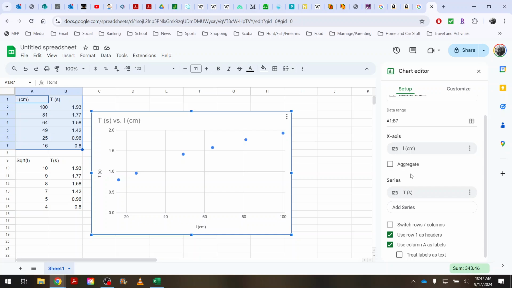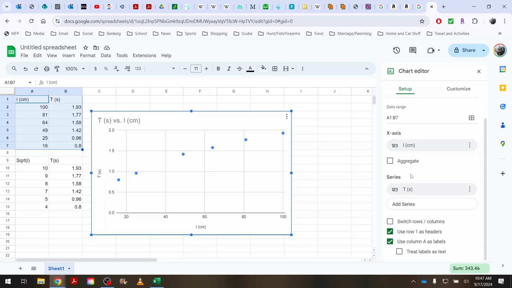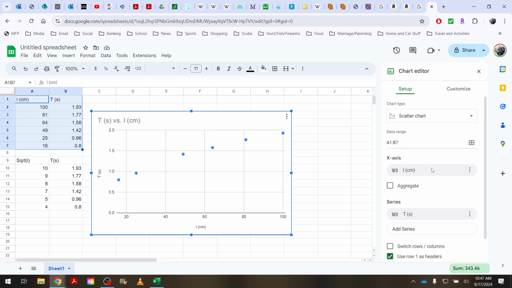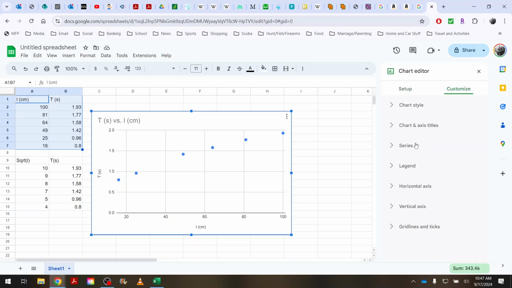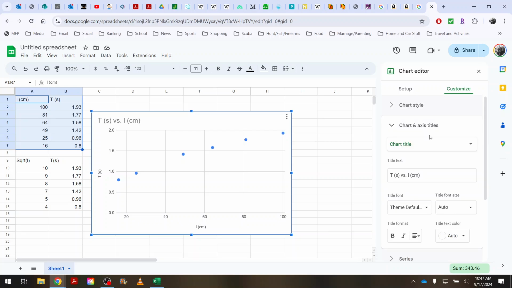We can add titles. Where do I do that? Use column A as labels, treat labels as text. I don't want to do that. It gives us our title. It gives us our axes labeled right away. Grid lines and ticks, these ones we do need to add. Where are you? I think it's over here to customize. Yeah, here. And go down to grid lines and ticks. Oh, actually everything should have been in customize.